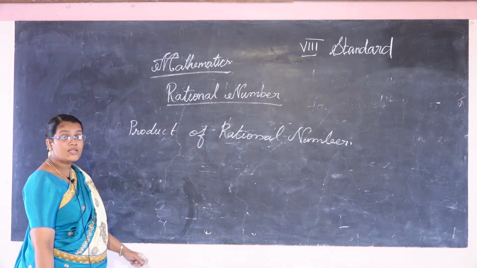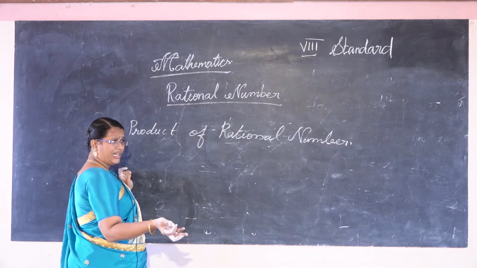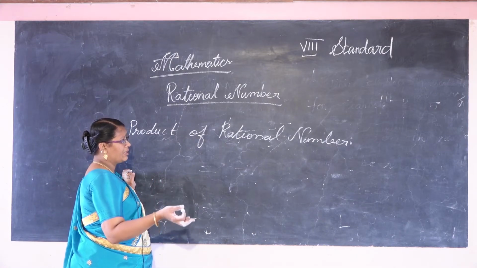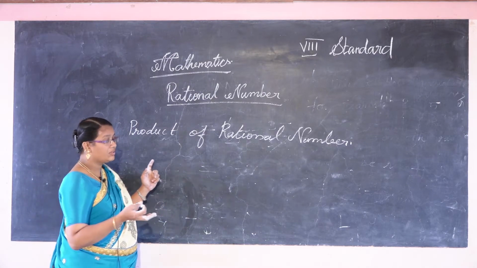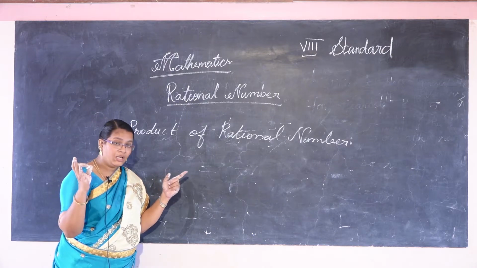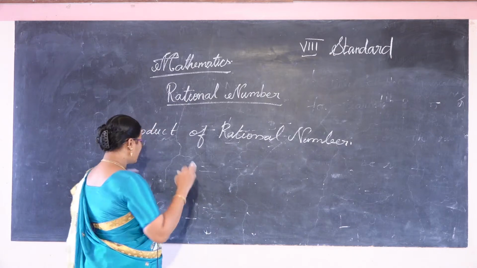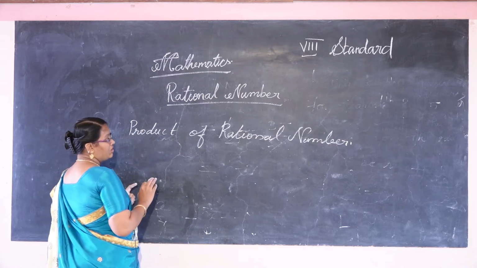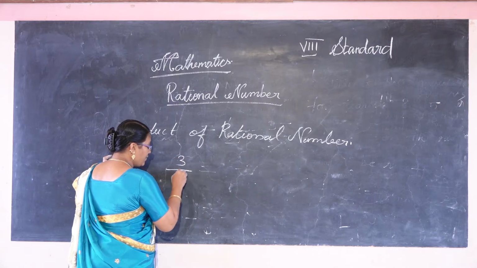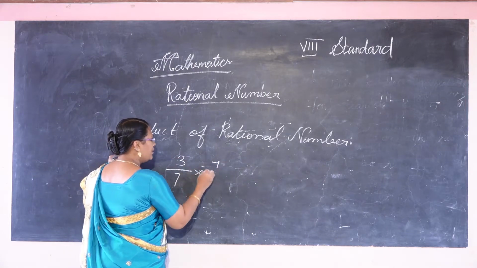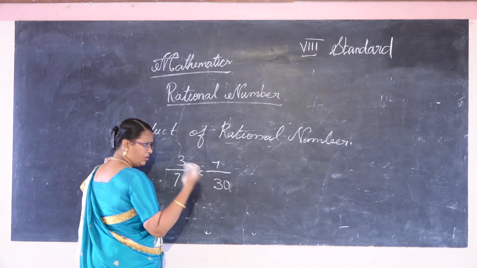Let us consider two rational numbers, like fractions or unlike fractions. Here we need not worry about like or unlike fractions, because in a product the numerator is multiplied by the numerator and the denominator is multiplied by the denominator. So it is one of the easiest problems in rational numbers. First consider 3 by 7 into 7 by 3, or any of your wishes.